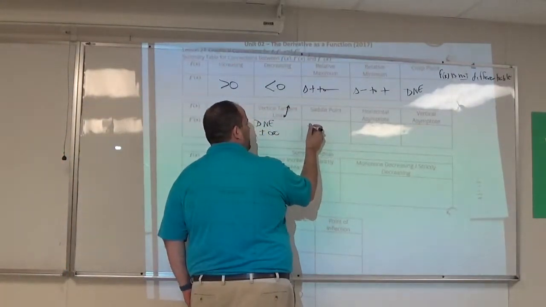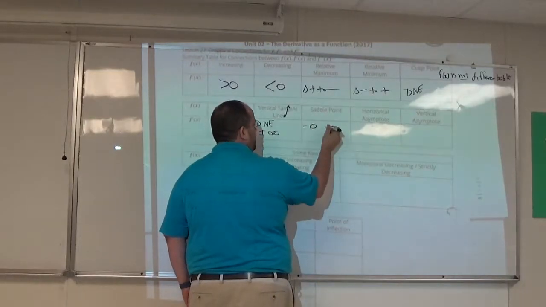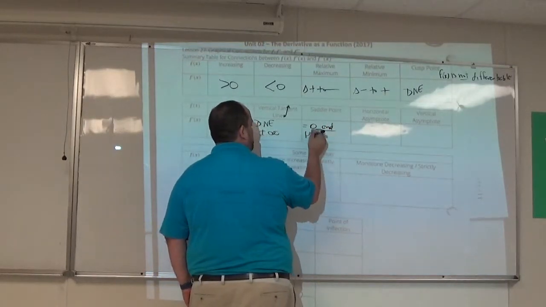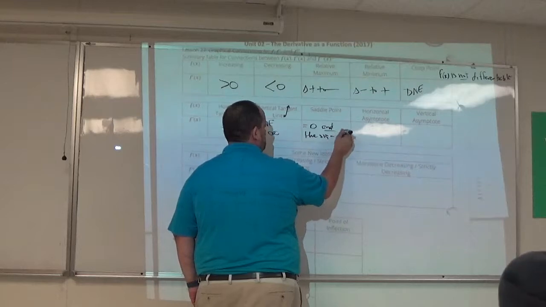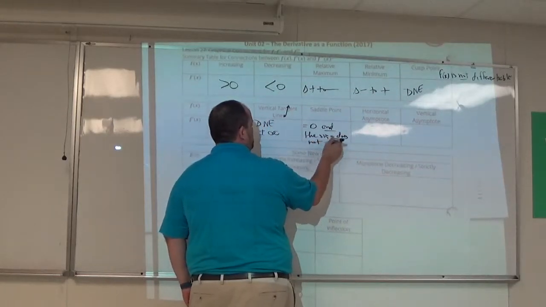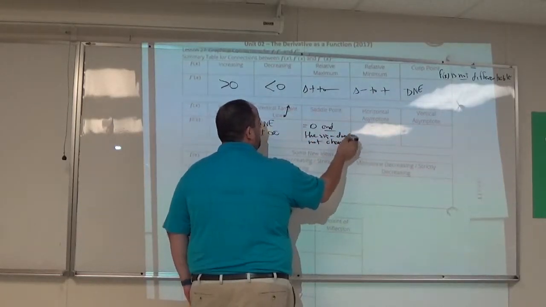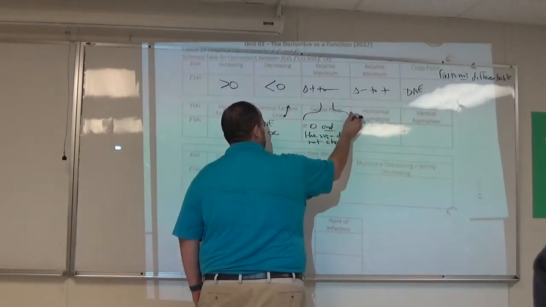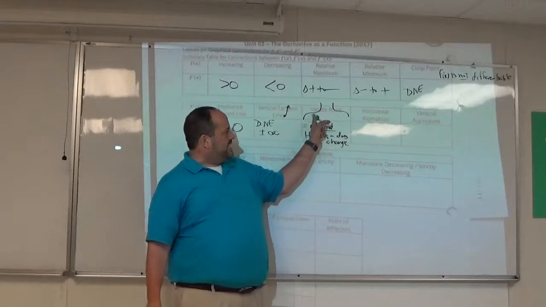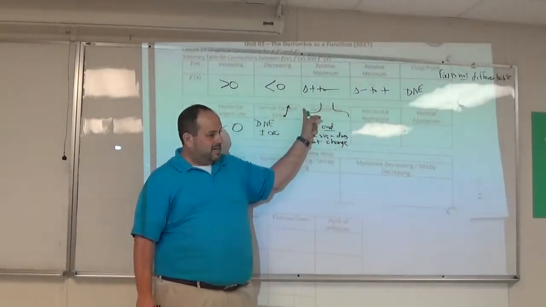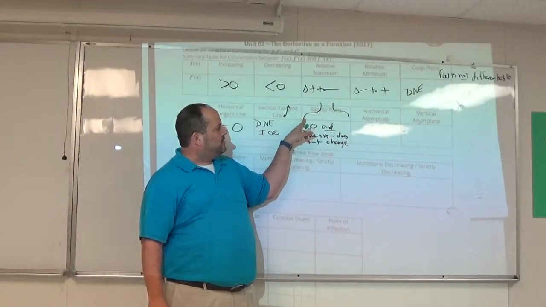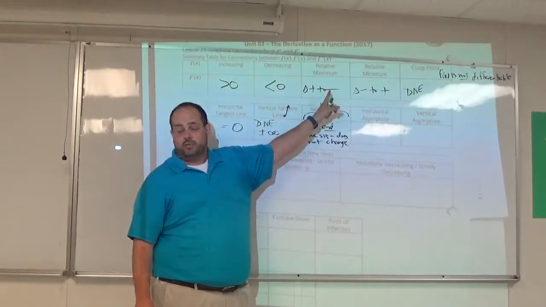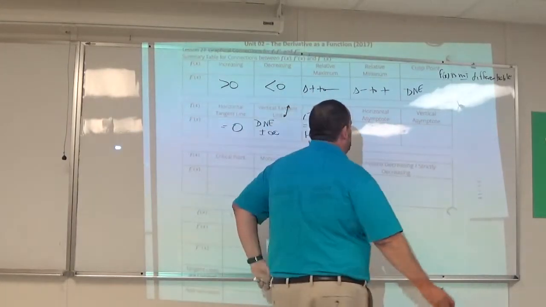If f has a saddle point, then the derivative is equal to 0, and the sign does not change. Sign does not change, right? A saddle point looks something like that. They each have a place where you have a horizontal tangent line, but in both cases, your function increases, flattens out, increases, or decreases, flattens out, decreases.